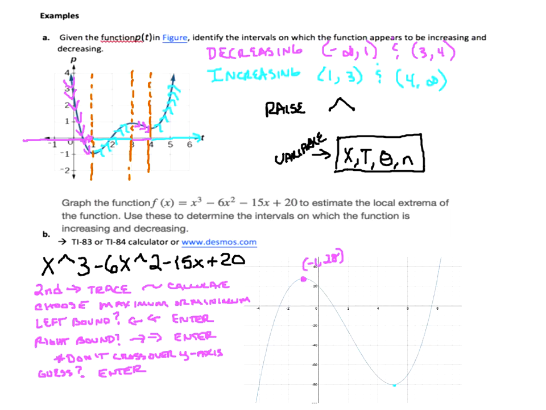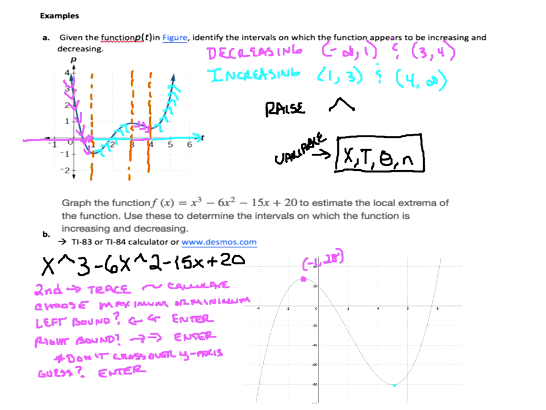So I'm going to start by clicking second and trace to go to my calculate menu. And I'm going to arrow down. This time I'm going to the minimum, and I hit enter. I want to be to the left of my minimum and on my function and hit enter. That's my left boundary. Then I'm going to arrow to the right until I get past the low point and hit enter. You should have two triangles pointing in towards the point you're trying to calculate now.